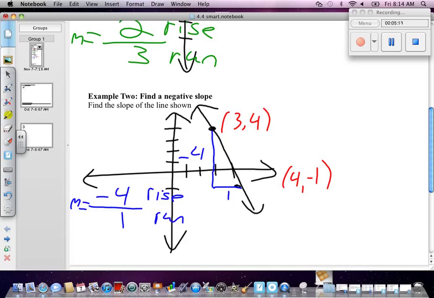If you go down to get from one dot to another, you have to do negative. No. Don't make that noise, please.